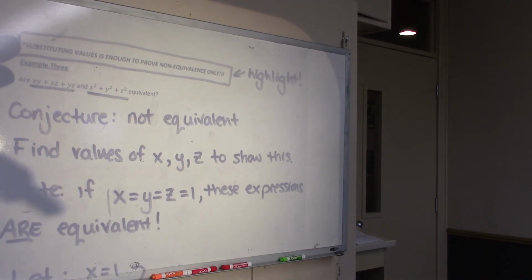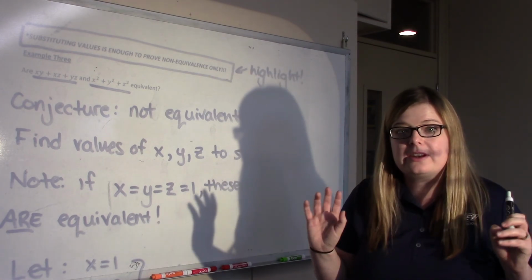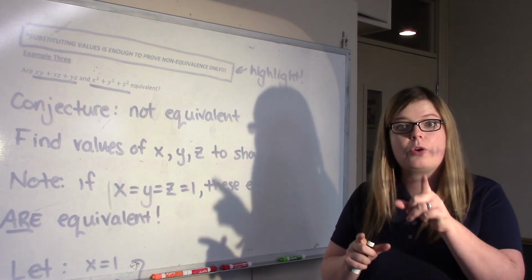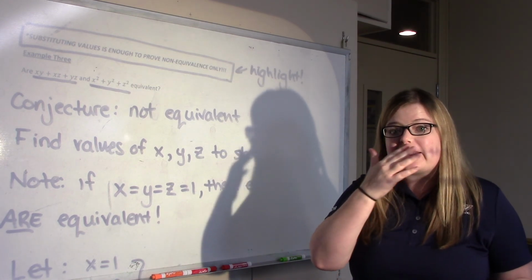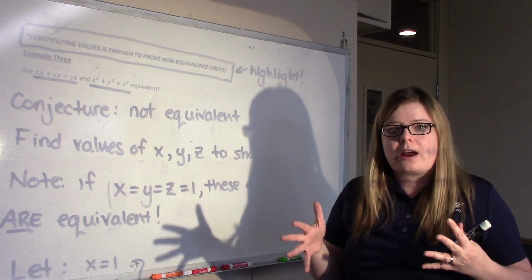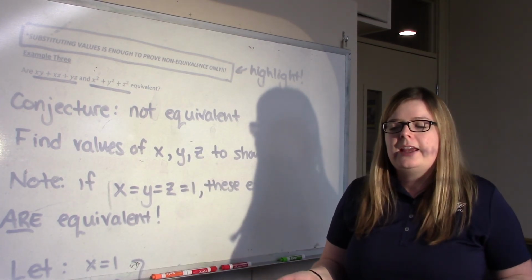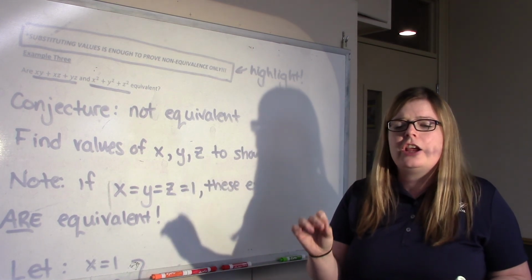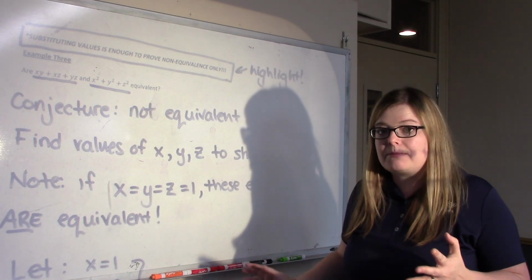Okay, so substituting values is enough to prove non-equivalence only. You cannot just put in values to prove that something is equivalent. People do this all the time. Don't let it be you. Okay, if you're subbing in values, that only shows that something is equal or not equal at that one specific place. So that's enough to show that it's not equivalent. If it's not equal at that one spot, then you have to say that it's not equivalent. But if it's equivalent just at that one spot, I don't care. That only shows me that it's equivalent right there. To prove equivalence, you have to show it's equivalent everywhere. Okay, and that's why you have to simplify the expression.